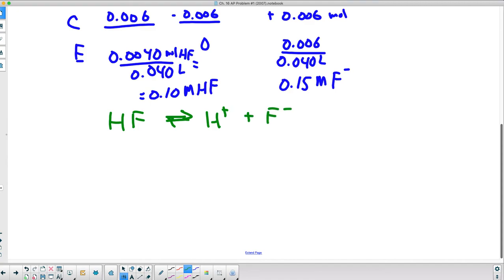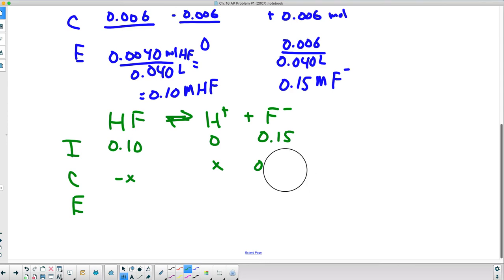Okay, my ICE table, my initial conditions are 0.10, 0, and 0.15. This is a little bit different of a problem because we're starting with some of the product, which does change things. So I get a minus x, a plus x, and a plus x. My equilibrium is, of course, going to be 0.1 minus x, x, and 0.15 plus x.